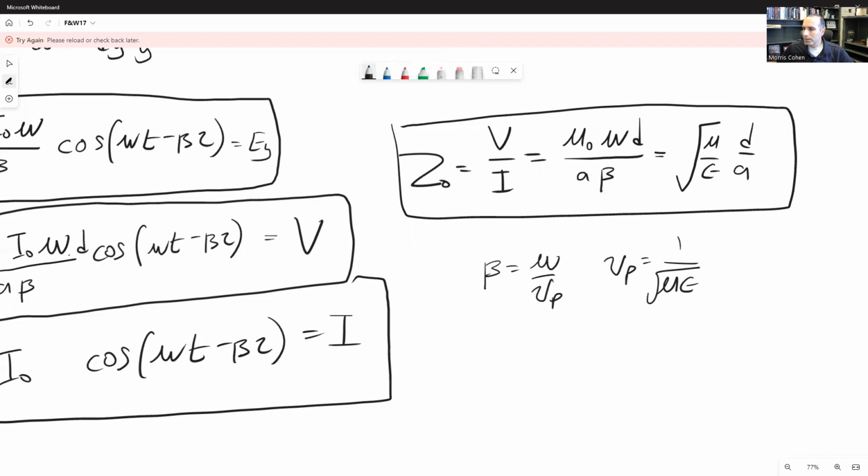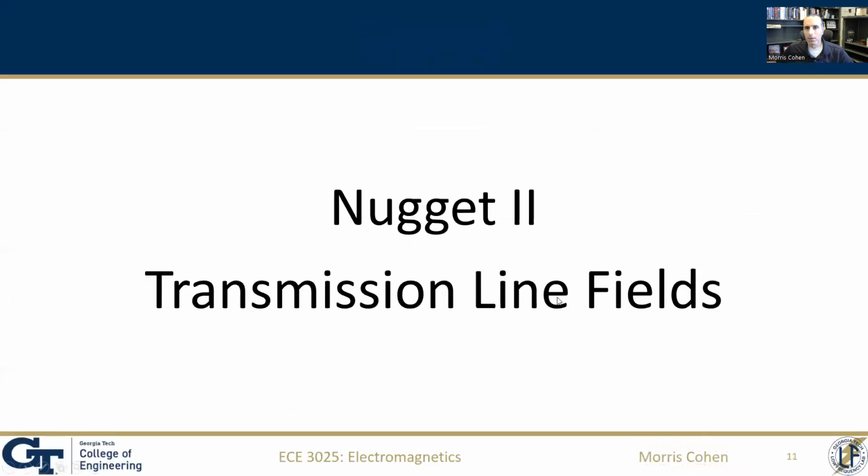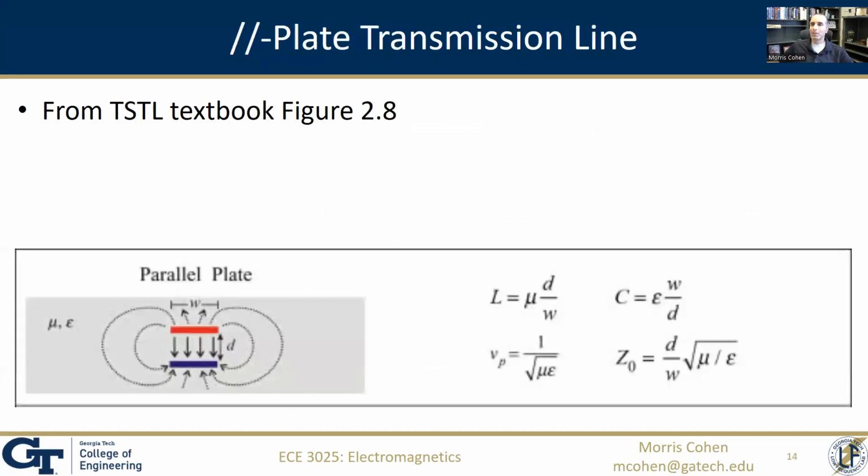All right, let's complete this picture. We're now ready to recall this from the textbook, figure 2.8. Here's a parallel plate transmission line, and take a look at that formula for Z0. Z0 equals d over w times the square root of mu over epsilon. Exactly what we just derived with Maxwell's equations, right?